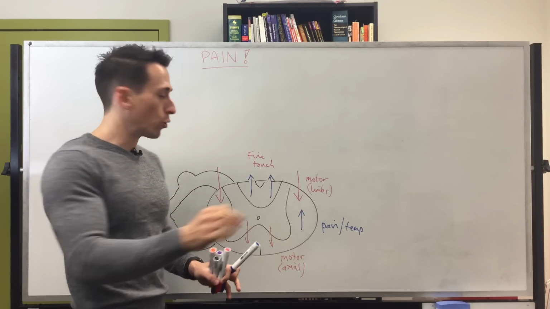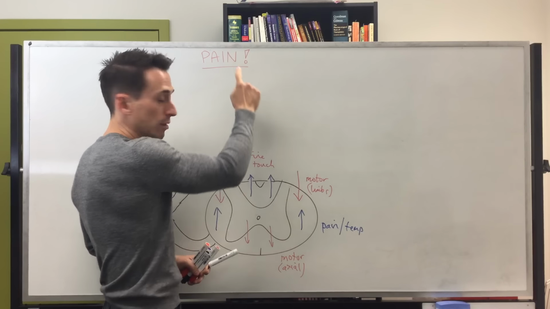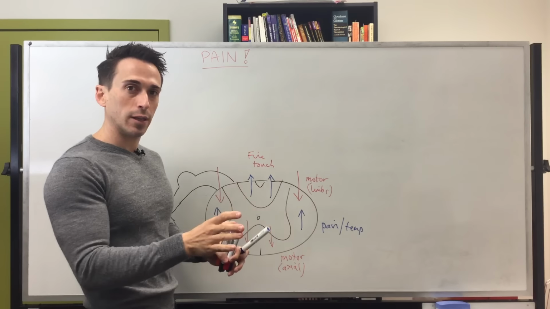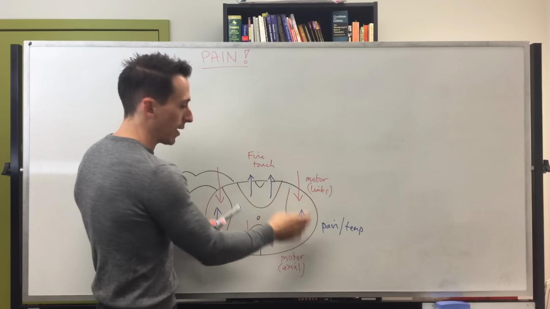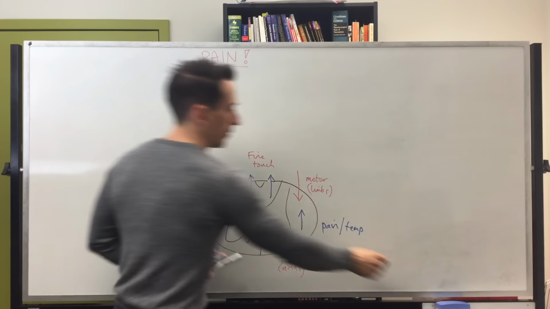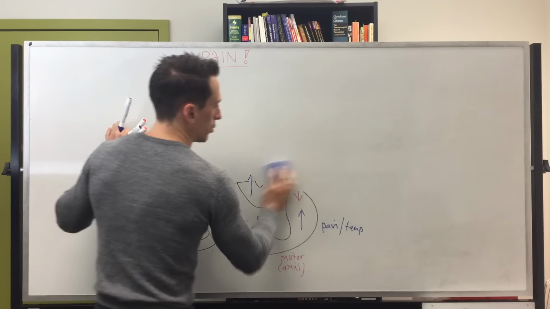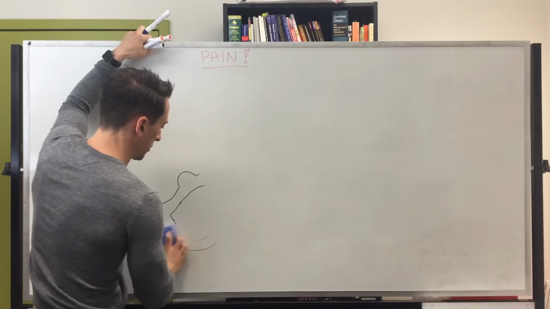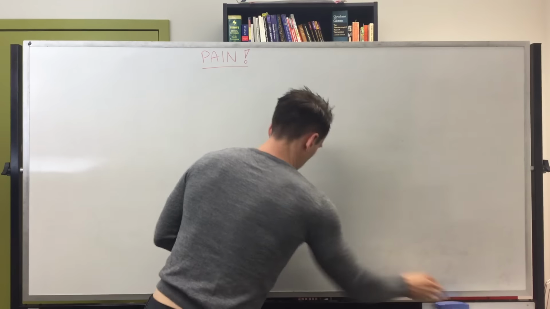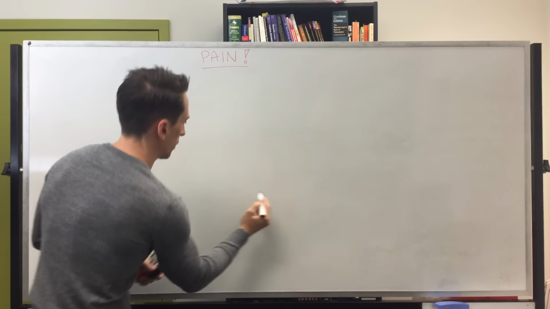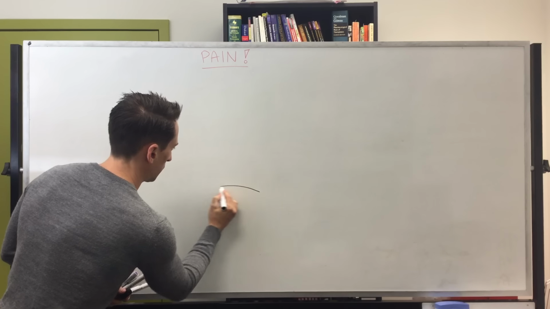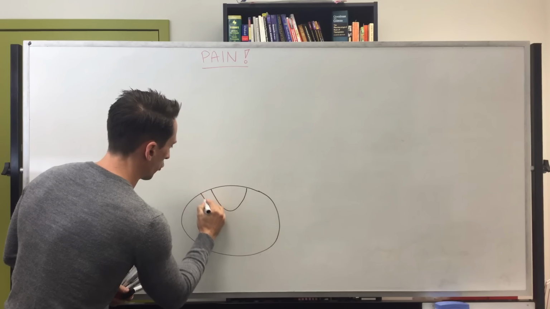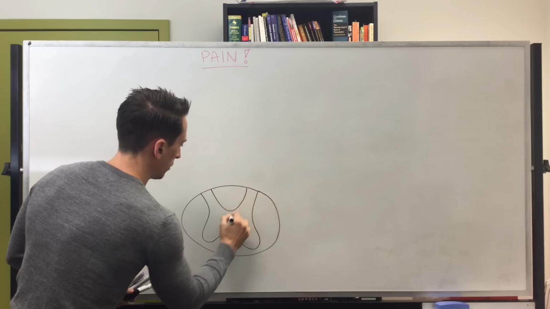We're going to talk about, firstly, fine touch getting to the brain, and pain and temperature getting to the brain, and how it works differently. Okay, so these are the white matter tracts, first of all. So now let's draw it back up and talk about touch getting to the brain. So get our cross section of the spinal cord.